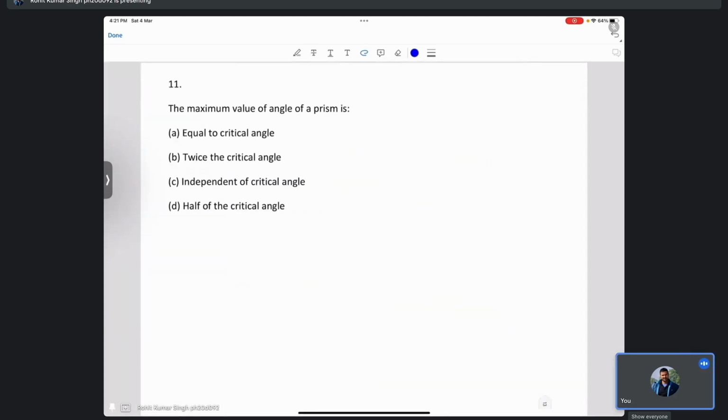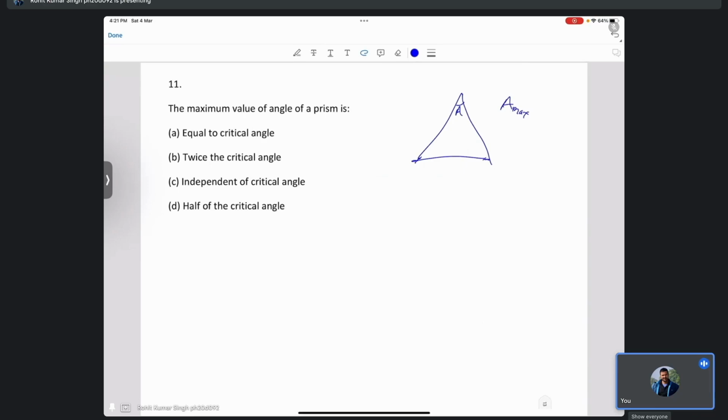Then let's go to the next problem. This problem is a little bit tricky. The question is the maximum value of the angle of a prism. So you have this prism. This is the angle of the prism. So what should be the maximum value of the angle of prism? So A max.